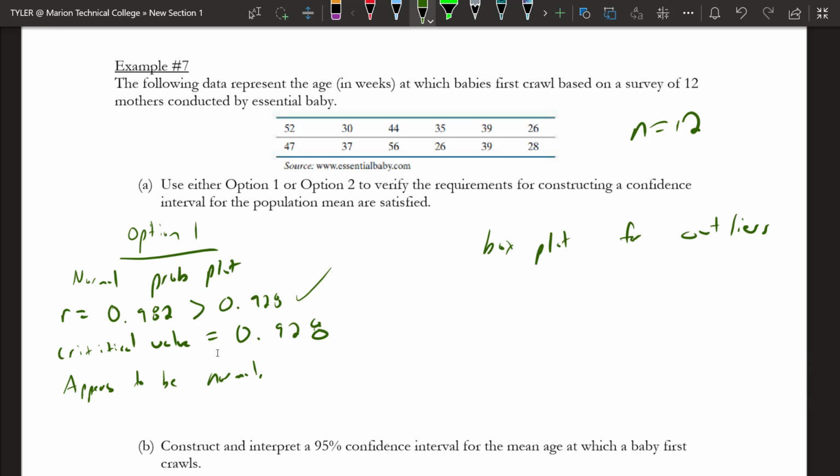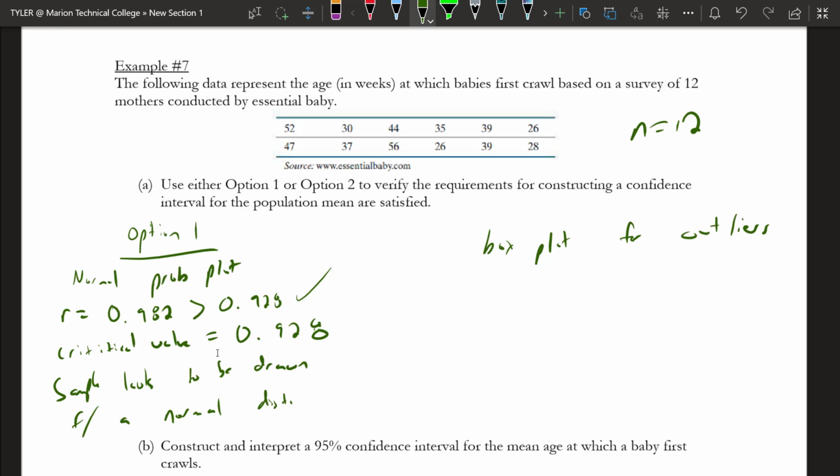Right, in other words, the population. The population. Or we could say that the sample looks to be drawn from a normal distribution, right? From a population that's normally distributed, right?